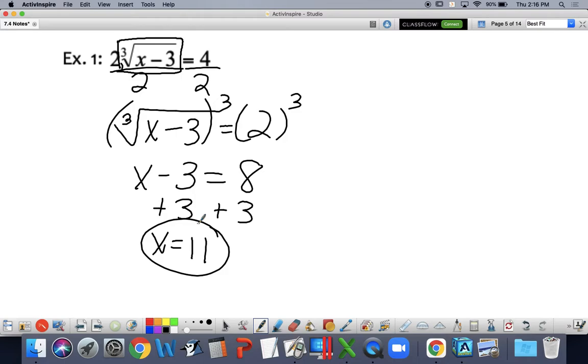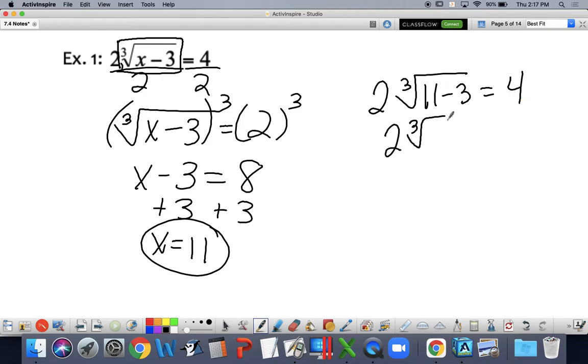And now I need to go back in and check it. So I do 2 times the cubed root of 11 minus 3 equals 4. 11 minus 3 is 8. What's the cubed root of 8? 2. 2 times 2 equals 4. You do not have to show all that work. If you're doing it in your head or you're using your calculator, you do not have to show every single step that way. Okay? Questions on our first example?